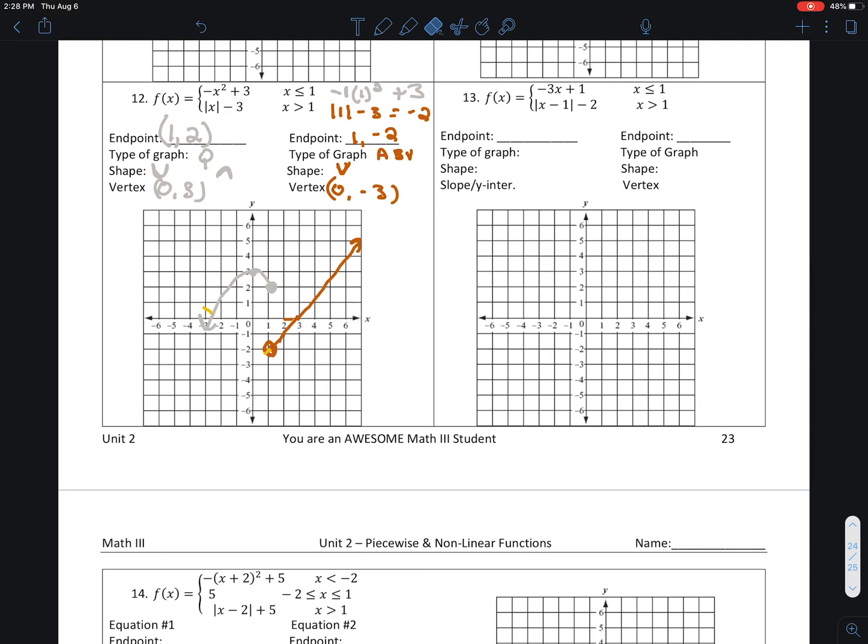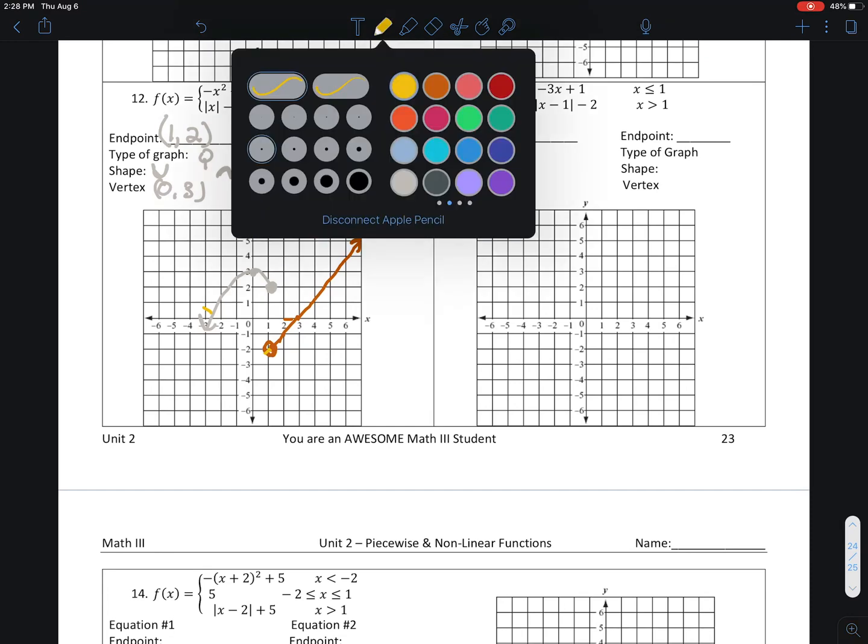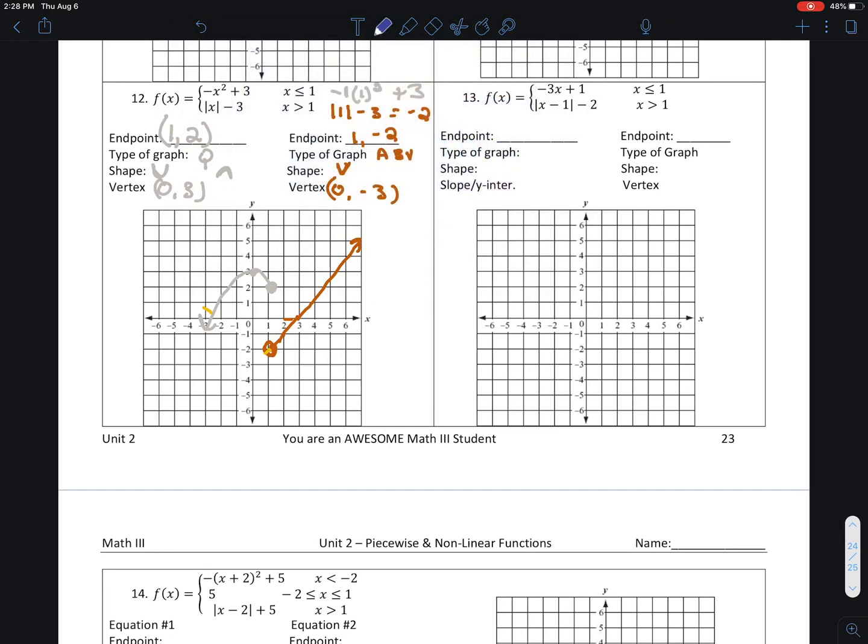Okay, let's do 13. Again, if you want to try these on your own, try them on your own, and then we can come back and look. You can pause the video at any time, try them, and then come back together and we'll do them. All right, so for this one, we're going to put in 1 into our equation.